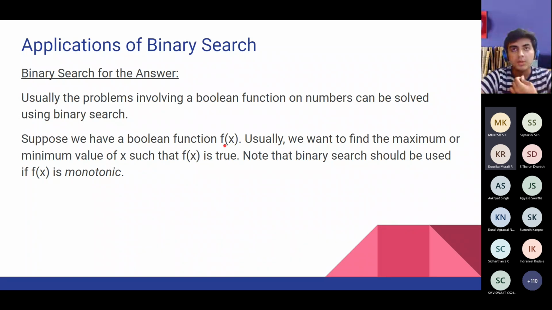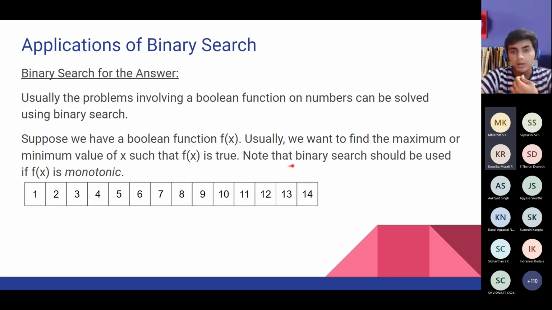A Boolean function is one where, given an input, there are some conditions in the function and it gives an output of true or false based on the input and the condition. Usually we want to find the maximum or minimum value of x such that f of x is true. Note that binary search can be used to find the answer if f of x is monotonic.